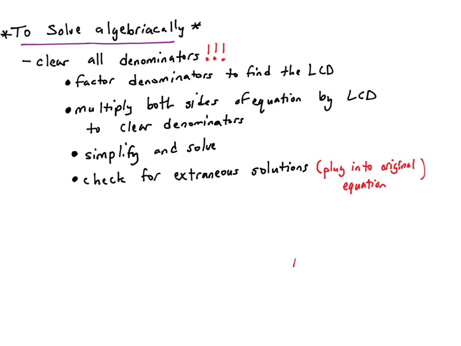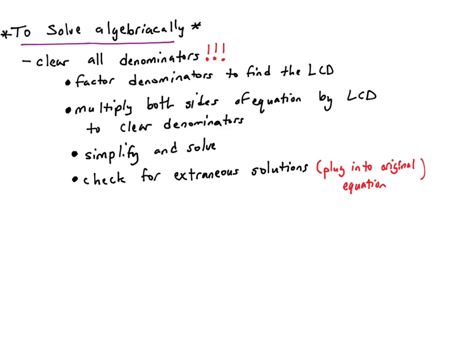To solve algebraically, for a lot of these, we're looking to just clear all denominators. In a lot of cases, you'll have to factor the denominators to find your least common denominator. You'll then multiply both sides of your equation by that least common denominator to clear out the denominators, simplify, solve, and then at the end of this, you always want to be checking for extraneous solutions.